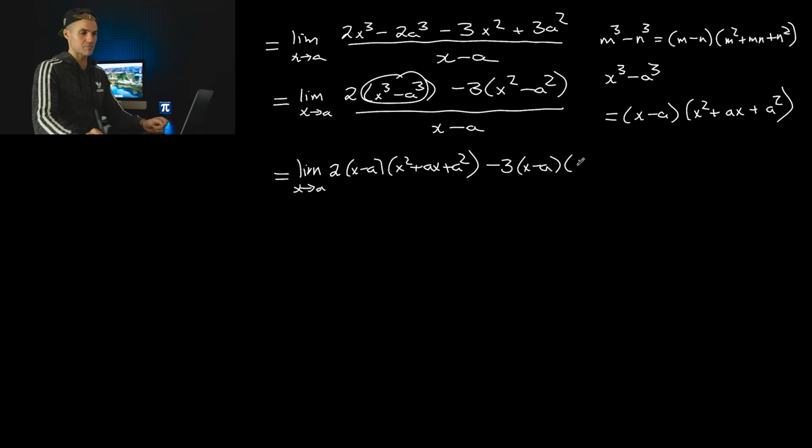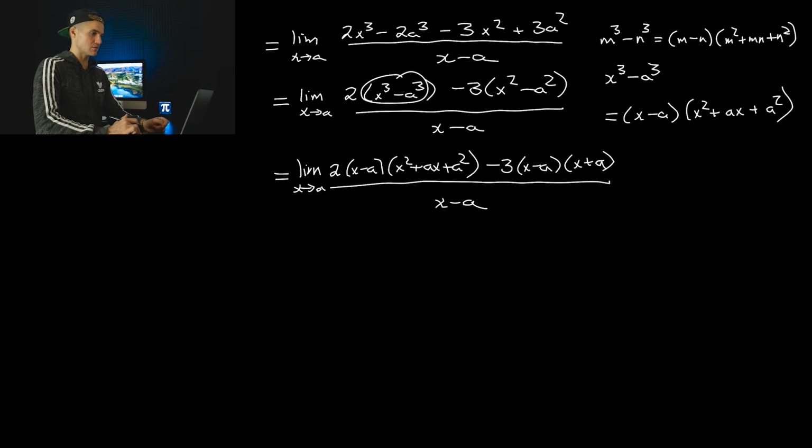So x minus ax plus a. And that's going to be all over x minus a. And then as I mentioned, what's going to happen? X minus a is going to be able to get factored out.